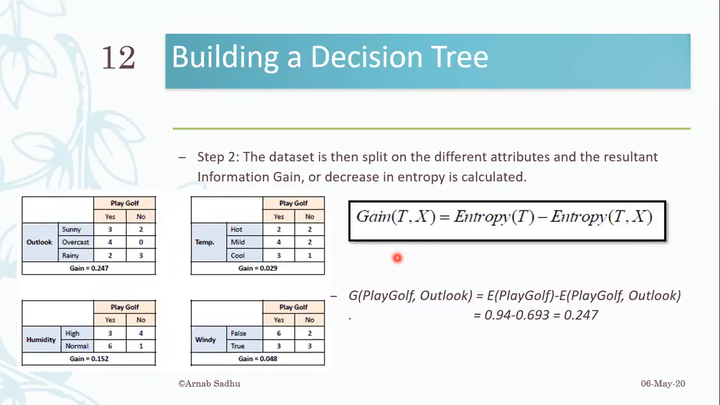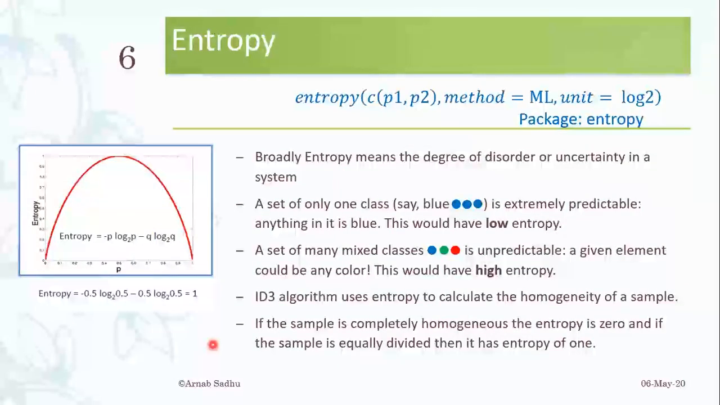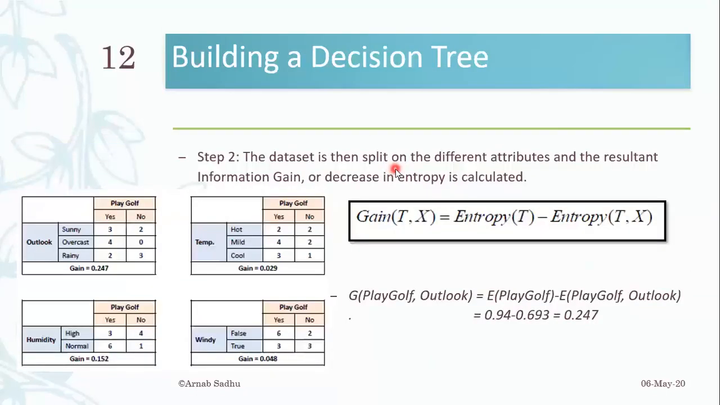Now step 2: the data set is split on the different attributes, and we have to calculate the information gain. There are attributes like outlook, temperature, humidity, and windy. These are the 4 attributes in our table we had to begin with. Now we are going to split the dataset on the basis of these 4 attributes individually, and then we will find the entropy of each and every table.